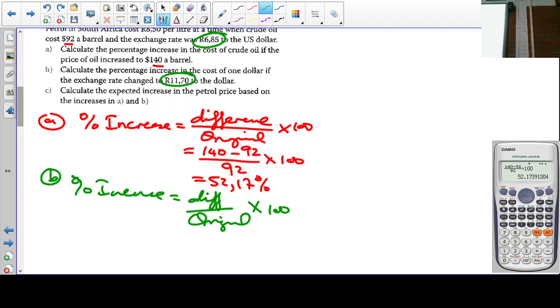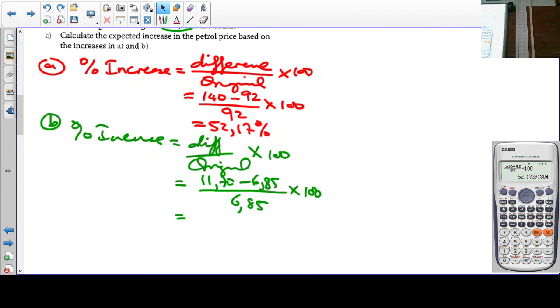times 100. So the difference is going to be 11 rand 70 cent minus 6 rand 85 cents, over the original 6 rand 85 cents, times 100. So it's going to be 11 rand 70 minus 6 rand 85 cents over 6 rand 85 cents times 100. That's going to give you 70,80%. So 70,8% increase. Right, you understand?